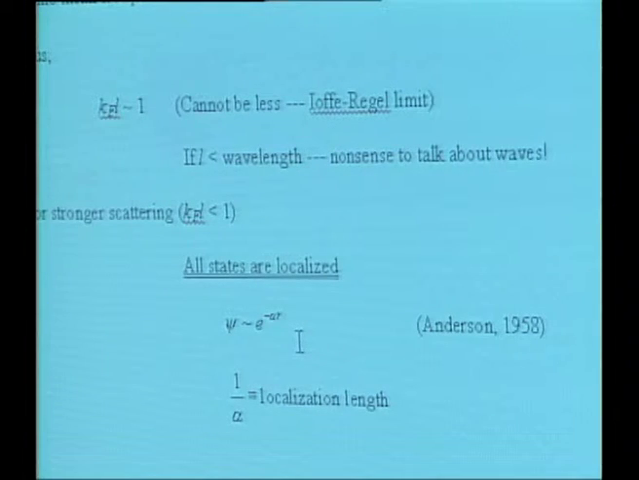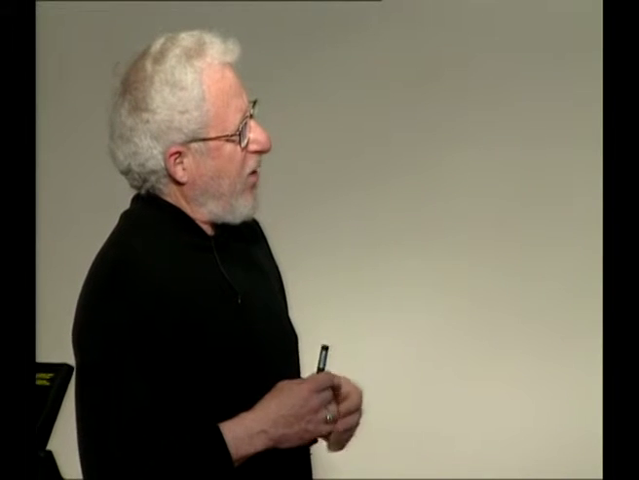And this was pointed out a long time ago by Ioffe and Regel, and it's called the Ioffe-Regel limit. And the argument is that if the mean free path becomes shorter than something like a lattice constant, you cannot have a metal anymore. Or saying it even more generally, the states are not well defined.